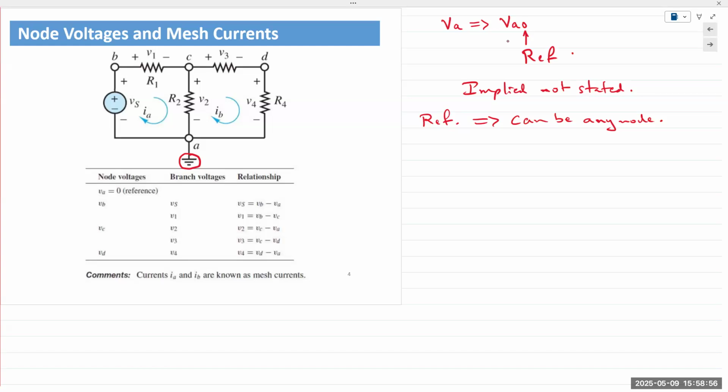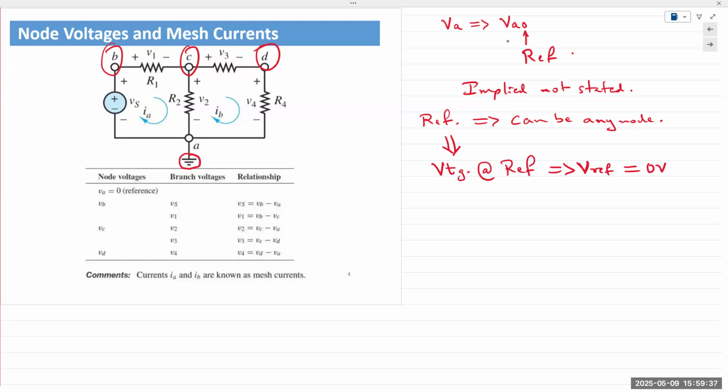That's all it means. If I was analyzing this circuit, depending on the circuit configuration, I could choose B, C, or D as my reference point, and then my voltages would change. The important thing is, whatever your reference point is, the value of the voltage at the reference point is equal to 0. So voltage at reference, Vref, is 0 volts.